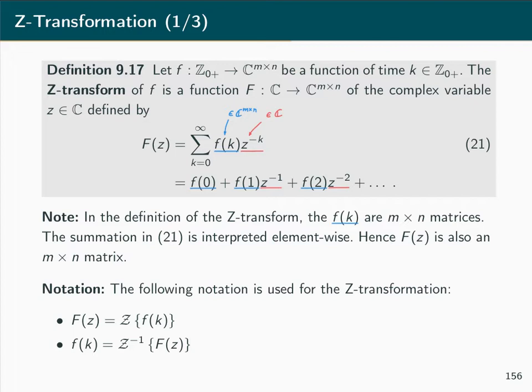In terms of notation, just as for the Laplace transformation, we will use capital letters, like this capital F, to denote the z-transform of a time domain function f of k, and we will use the calligraphic letter Z to denote the z-transformation applied to a time domain function f of k, and a calligraphic Z with a -1 in the superscript to denote the inverse z-transformation of a frequency domain function F of z.